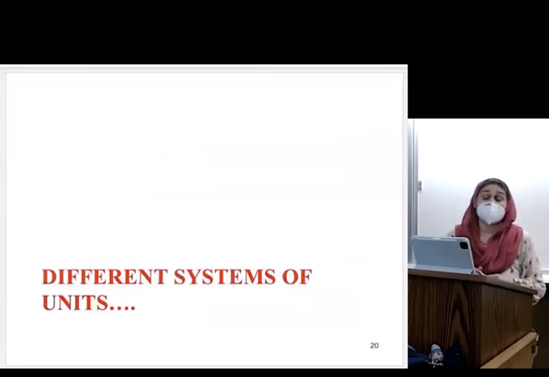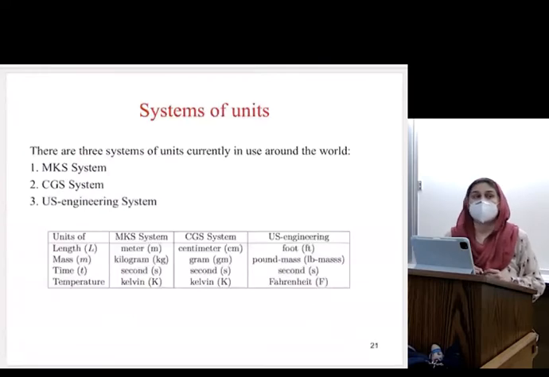So the different systems of units that are around the world are called these. Very important. I strongly suggest that you write this down. They're basically the MKS system, the CGS system, or the US engineering system. So the three important units that we need to know of: length, mass, time. Length is L, mass is M, time is small t, and temperature is big T.